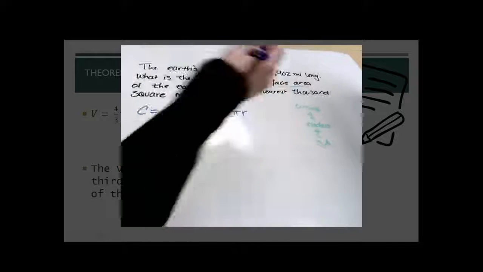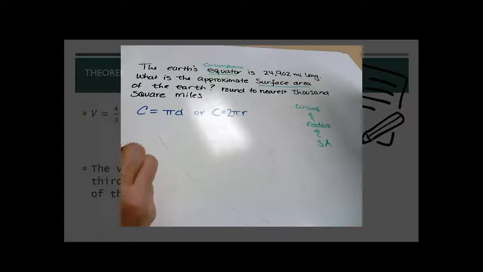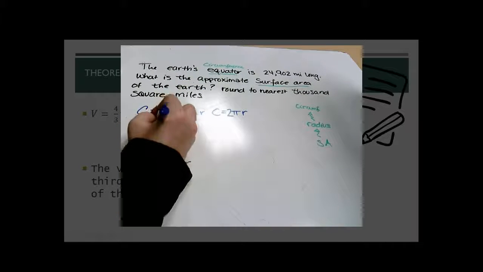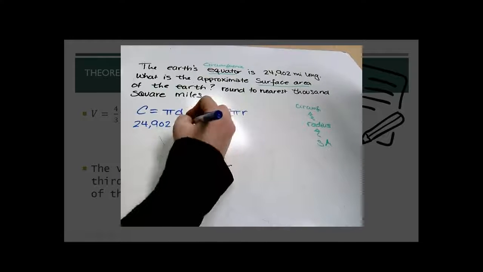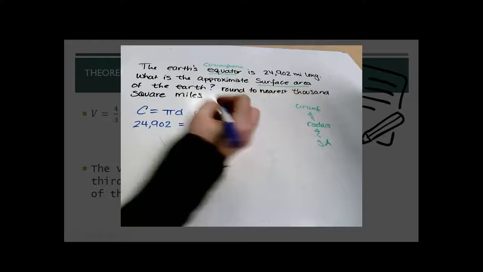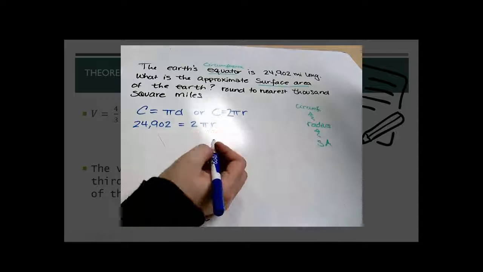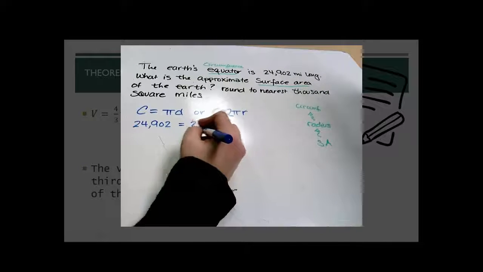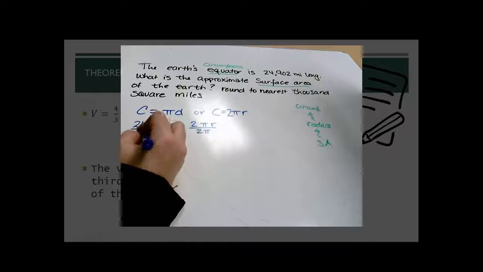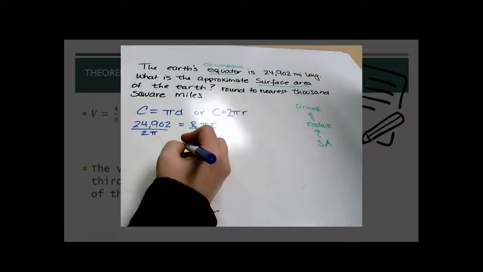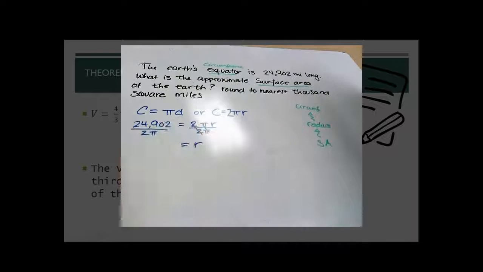So we're looking here, our circumference is 24,902, and then that should be equal to 2 times pi times the radius. So we're going to need now to go through and solve for the radius. The first thing that we should be able to do to isolate the radius by itself is divide both sides by 2 pi. And the pi's will cancel out, the 2's will cancel out, and we'll be left on that side of the equation with just the radius. And then we plug into our handy dandy calculator.